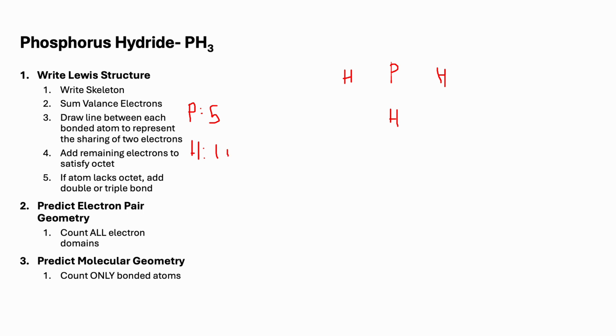And there are, make that a multiplication sign, there are 3 hydrogens. So we're going to multiply its 1 by 3. And then we're going to do the total sum. So that's 5 plus 3. And that is going to equal 8.